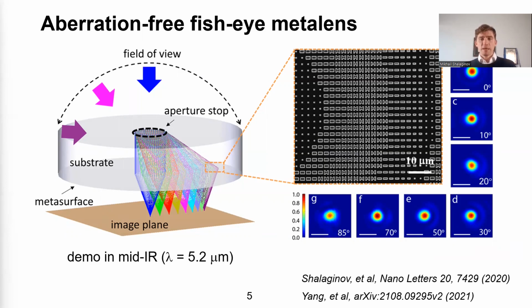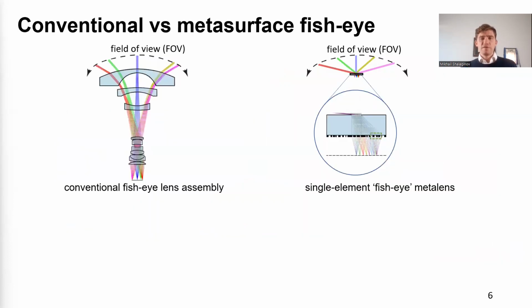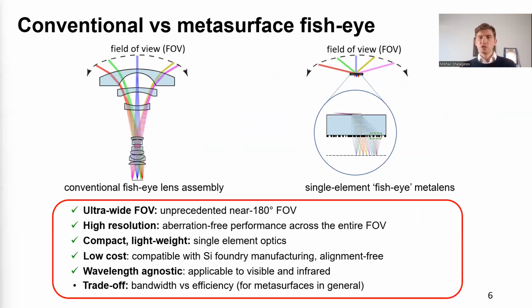The SEM of that metalens is shown on the right, surrounded by the experimentally recorded focal spots, which are diffraction limited over the entire field of view exceeding 170 degrees. Actually, this fisheye metalens is already rivaling the existing refractive fisheye components. Here I'm listing the key features of our fisheye metalens. In addition to nearly hemispherical field of view and diffraction limited resolution, this metalens is significantly more compact and lightweight.